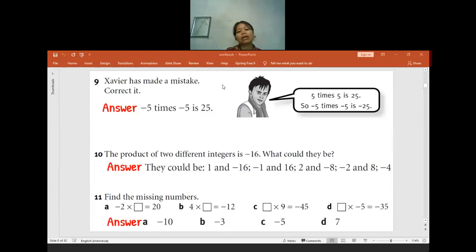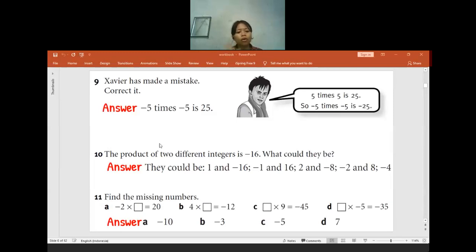Xavier has made a mistake. So 5 times 5 is 25. Negative 5 times negative 5 is not negative 25. The answer is wrong because negative times negative, the answer will be positive. That's why negative 5 times negative 5 will be equal to 25.